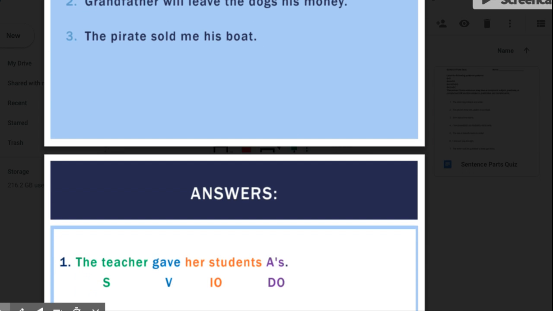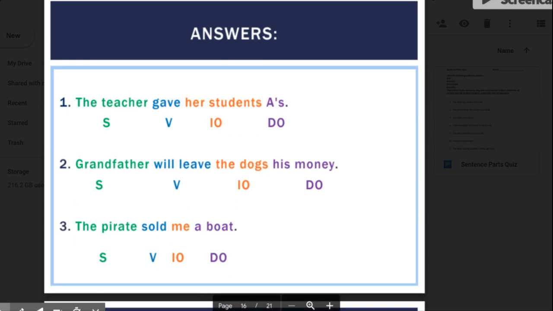Good job. Number 1, the teacher is my subject. Gave is the verb. What did the teacher give? The teacher gave A's. That's my direct object. You've got to find that first. Who did she give A's to? Her students. Indirect object. To whom or for whom.